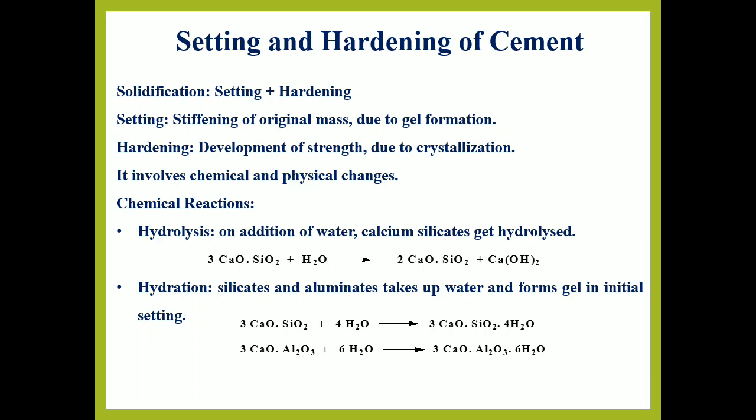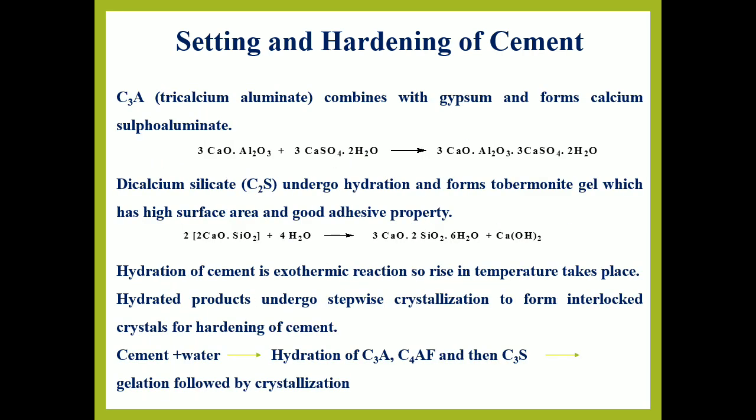Now we'll look at the different chemical reactions which take place during cement hydration. Calcium silicates undergo hydrolysis and form dicalcium silicate and calcium hydroxide. Similarly, tricalcium silicate and tricalcium aluminate undergo the hydration process where they take up water molecules and get hydrated. So hydrated calcium silicates and hydrated calcium aluminates are formed from hydration reactions. Tricalcium aluminate also combines with gypsum and forms the insoluble product, calcium sulfoaluminate.